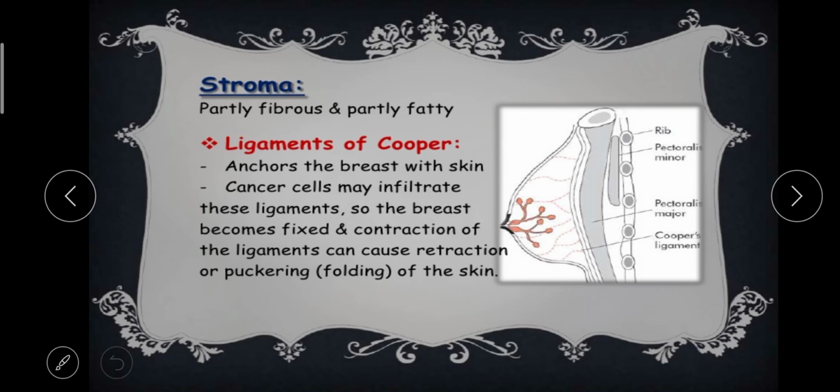Next we are going to see the stroma. It is partly fibrous and partly fatty. It includes the ligaments of Cooper, which anchor the breast to the skin, and cancer cells may infiltrate these ligaments. Then the breast becomes fixed, and contraction of the ligaments can cause retraction and puckering or folding of the skin. So this is about the structure of the breast: we have seen the skin, with the nipple and areola, the parenchyma and the stroma.